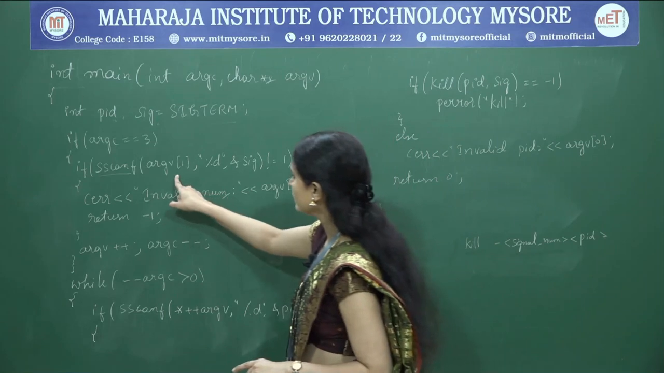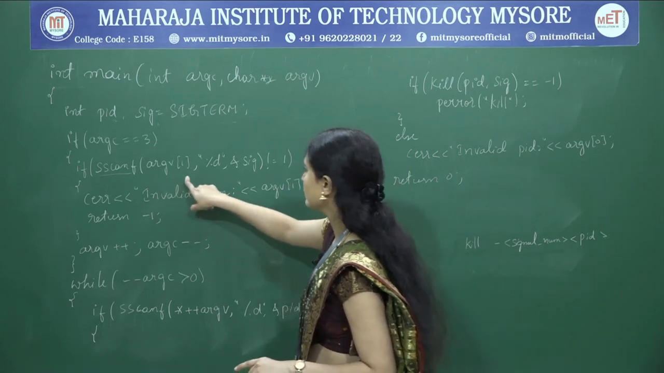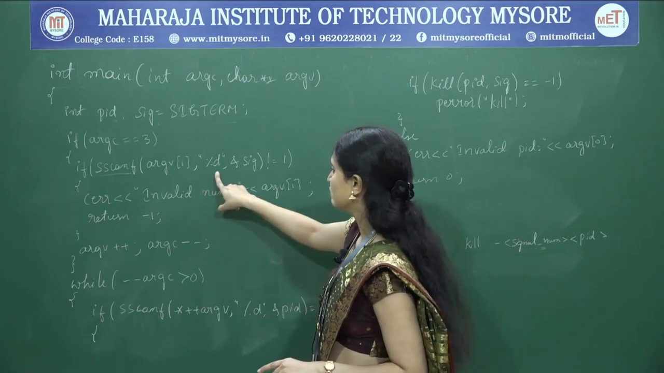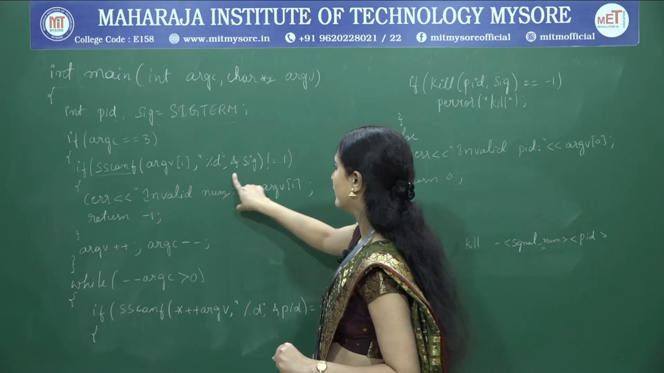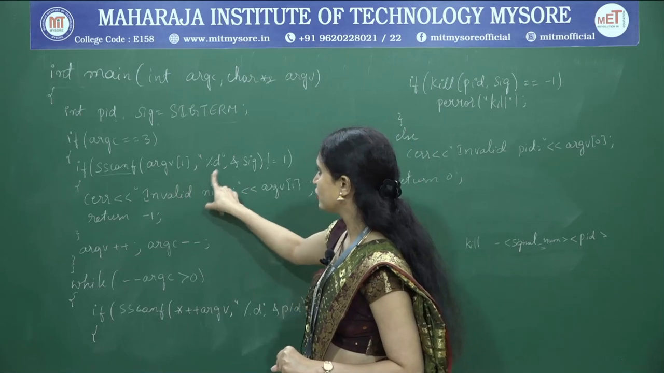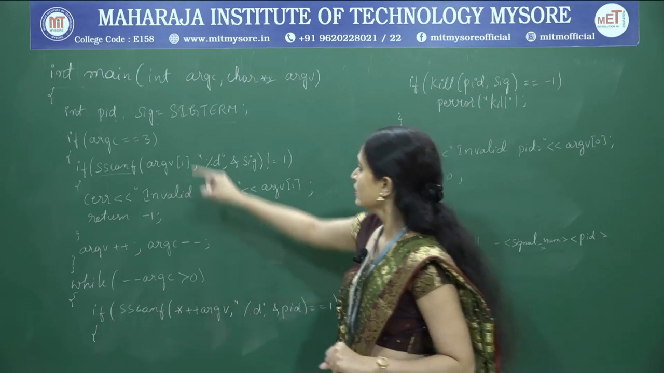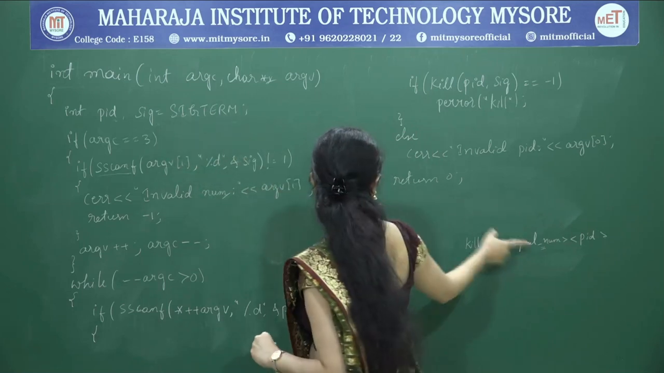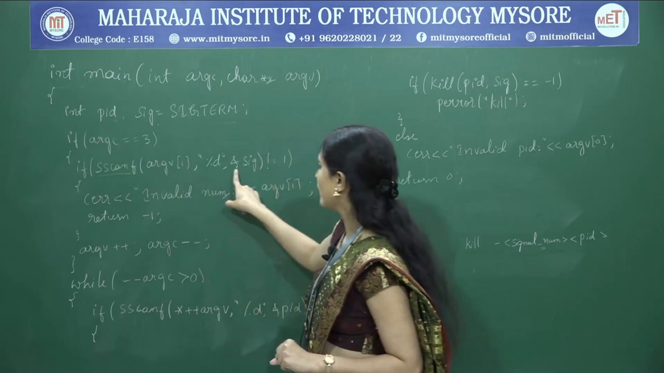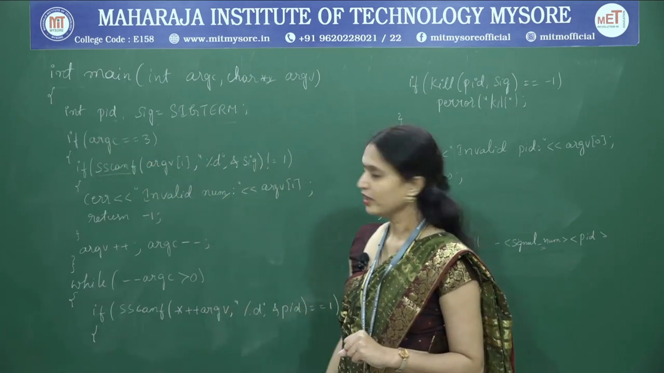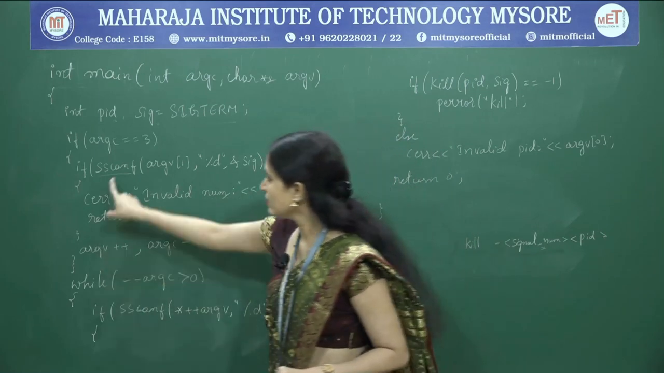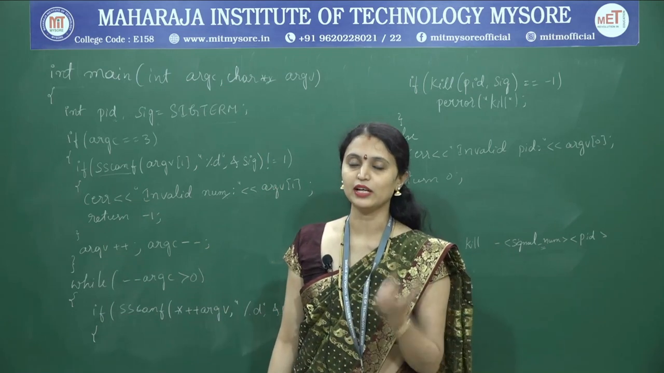So here we are reading that formatted string, which is nothing but the signal number. And then we are checking here, %d and then ampersand sig. We are reading that %d because we already know that this signal number is nothing but an integer value. So %d ampersand sig. Suppose it is not equal to 1, in that case there is some error. So this returns 1 if it is executed successfully, otherwise error.